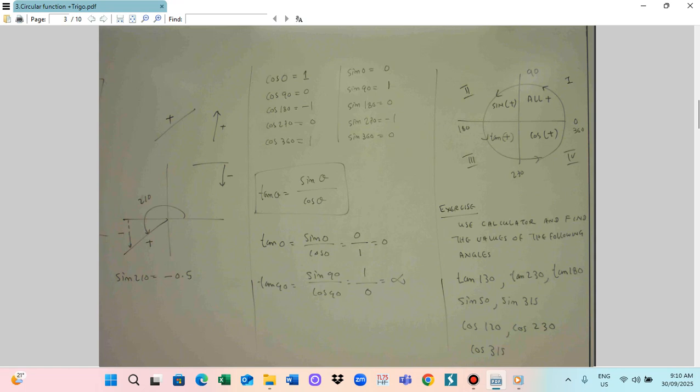Between 90 to 180, only sine is positive, for example, sine 120 is positive, but tangent 120 and cosine 120 are negative. Between 180 to 270, only tangent is positive, but all others are negative. Between 270 to 360, only cosine is positive, the others are negative. So this is why we can see the positive and negative angles.